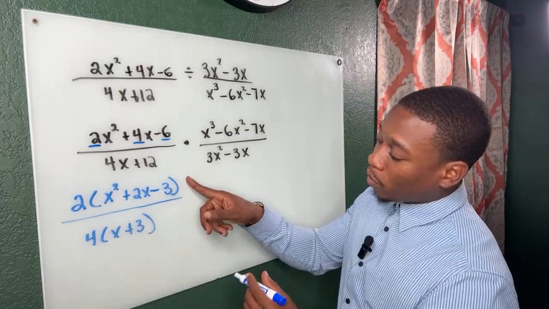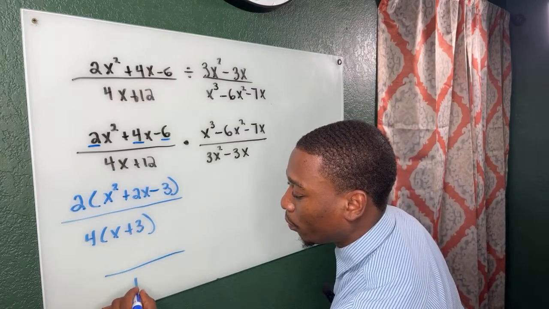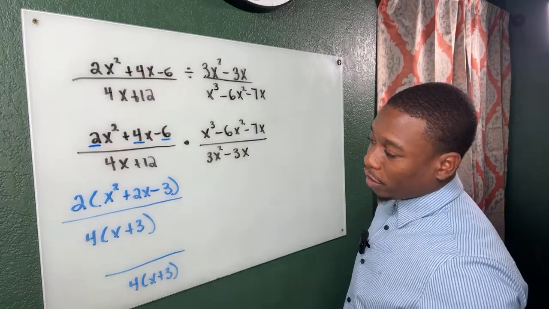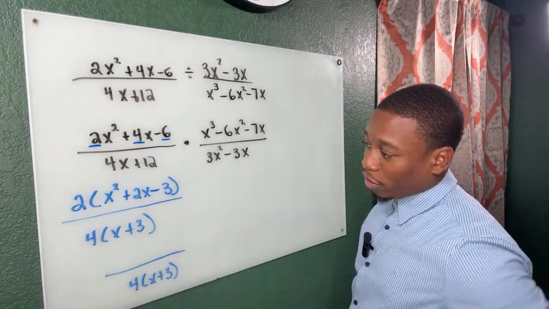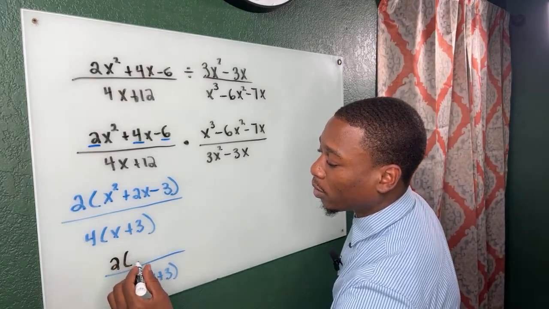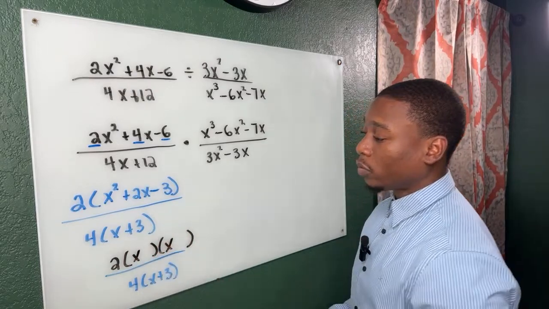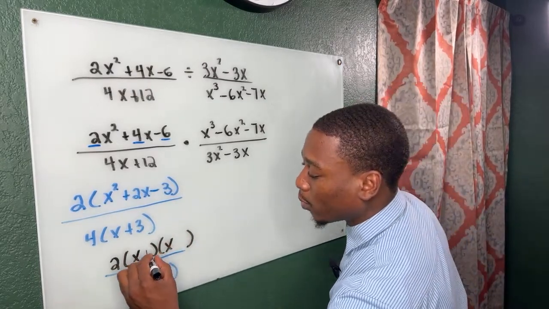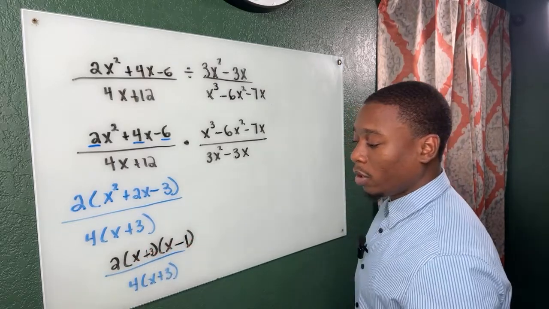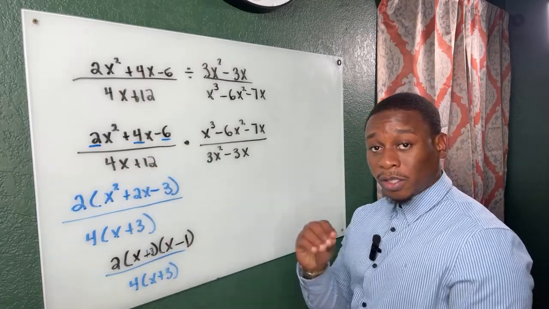So we're focusing up here because the bottom is done. So when we rewrite the bottom, right? Let's rewrite the bottom. 4 times x plus 3. We're going to factor this top, and we know that our factors, let's make sure. We have 2 times, let's write our 2 parentheses. We're going to have x plus 3 times x minus 1. So now this first fraction is completely simplified.